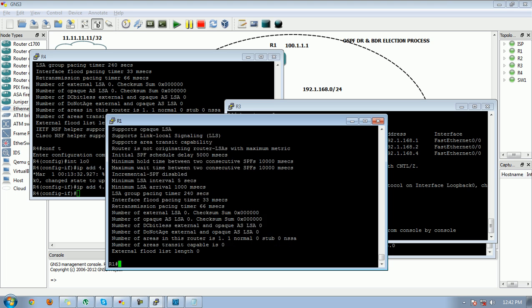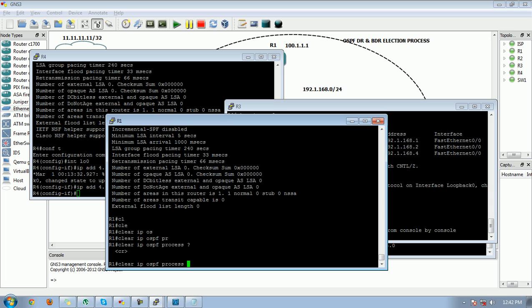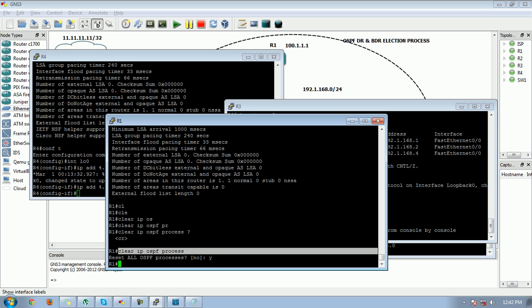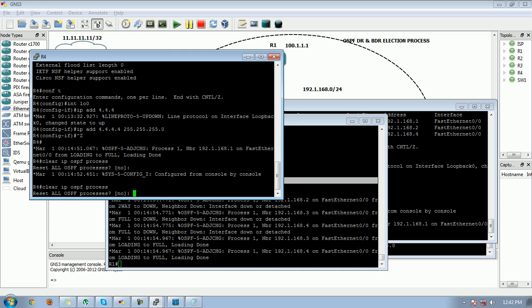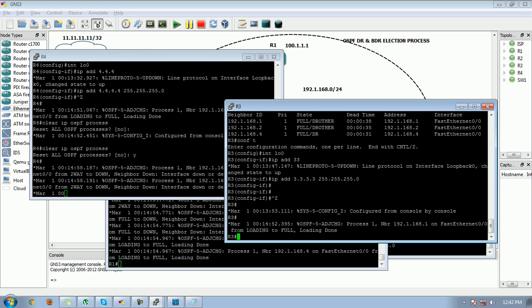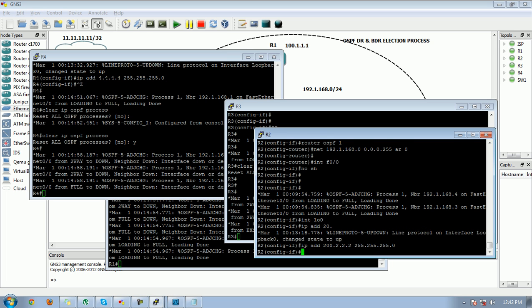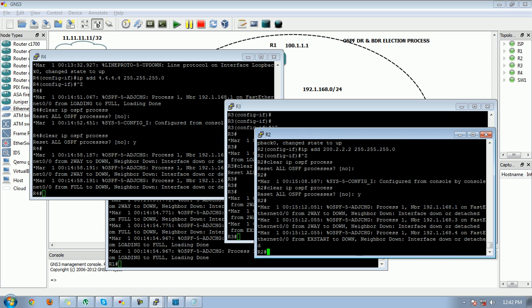So what is the command? Clear IP OSPF process. It will ask yes or no. You have to type yes. Hit enter. Same on R4, then R3, then on R2. Or you can reload the device, but this is recommended. Got it?